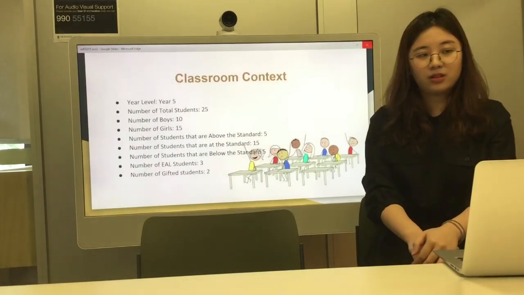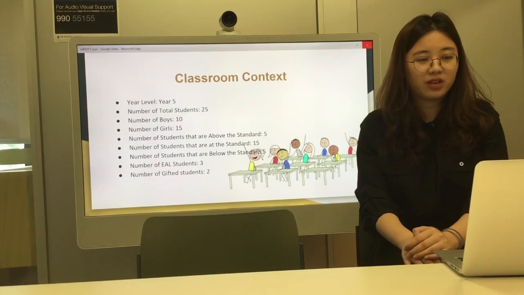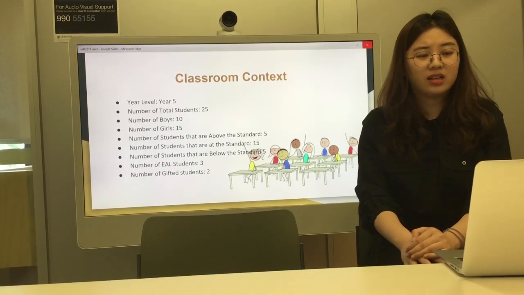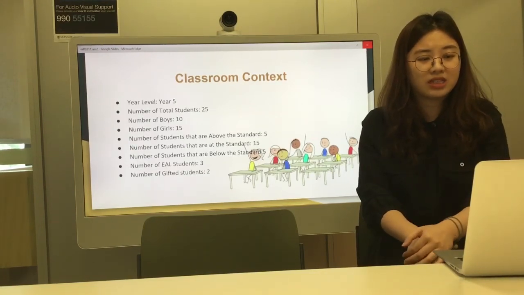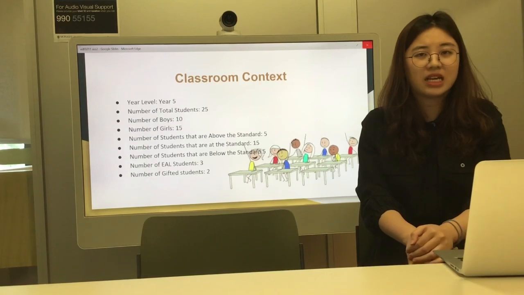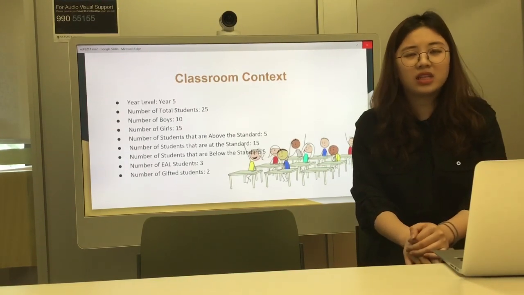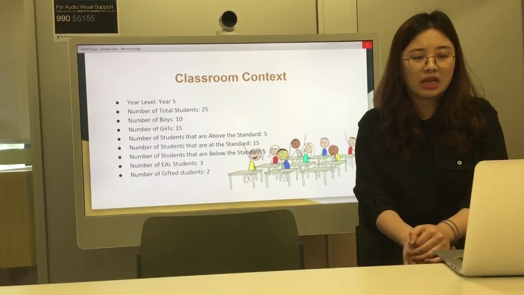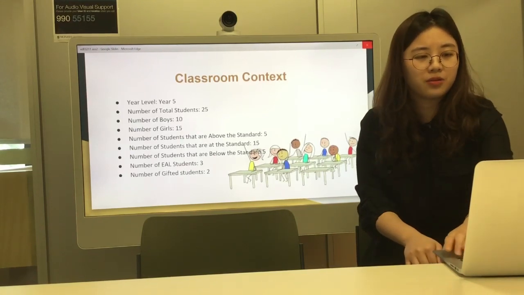For classroom context, we are choosing year 5. The number of total students is 25. There are 10 boys and 15 girls. The number of students that are above the standard is 5. At the standard is 15. Below the standard is 5. The number of EAL students is 3. The number of gifted students is 2.